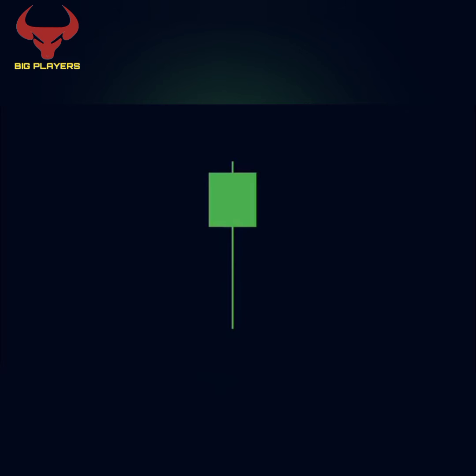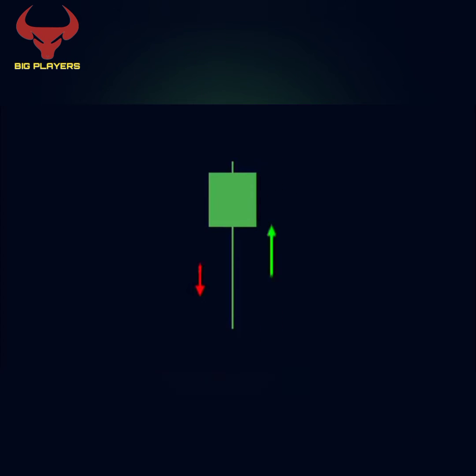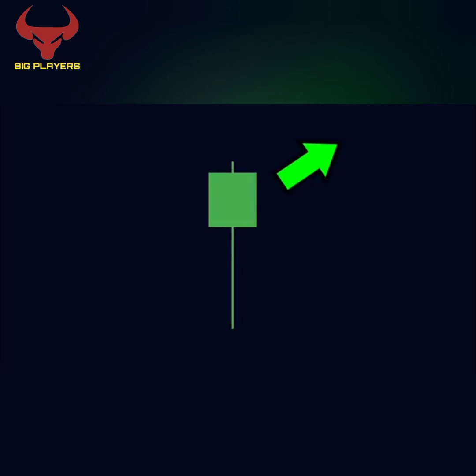If we dive even deeper, we can say that the sellers were able to push the price from the open to the low. But the buyers were so strong that they not only covered the ground until the open, but they crossed beyond the open and closed the candle around the highs. So we can clearly see that the buyers covered more distance than the sellers. Therefore, the buyers overtake the sellers, and we can expect the price to make an up move.